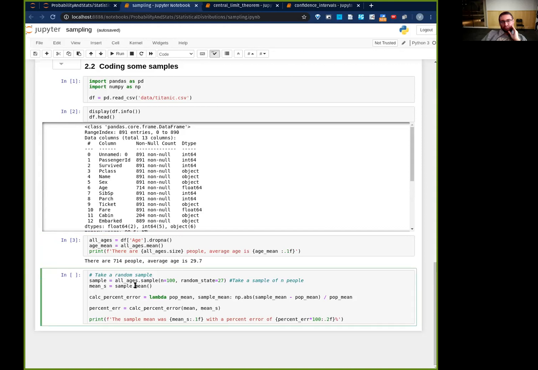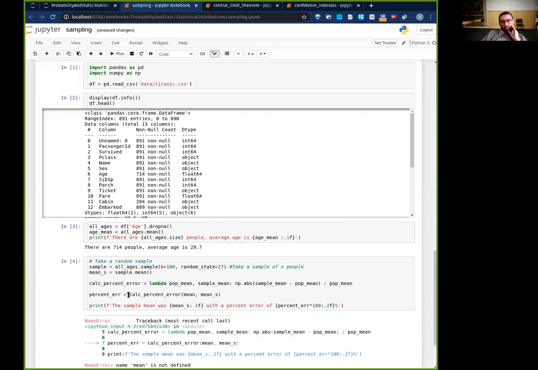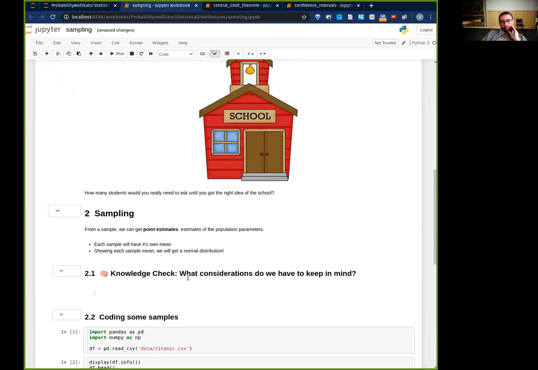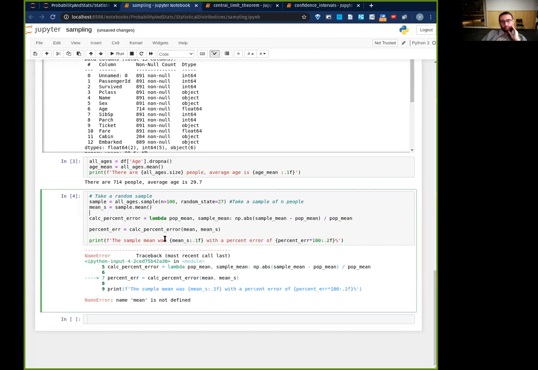So another way you can do this is sampling. In this case, I'm going to sample 100 different people. Note that I put in a random state to make sure it's consistent. And then say, let me go ahead and sample, and take the mean of that sample. And when I do this, oops, first of all, I don't have this mean defined. What? Did I define it somewhere else?